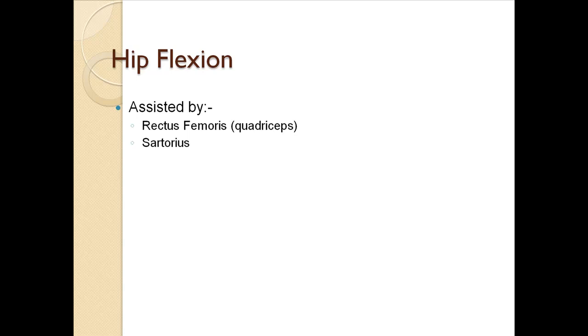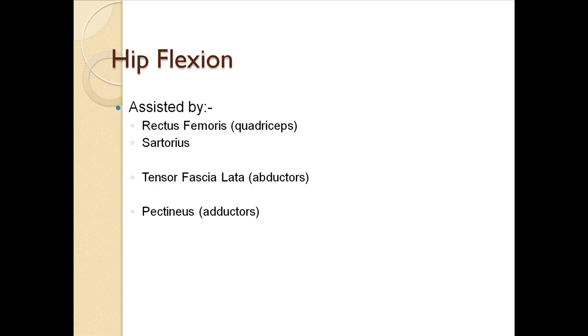Although iliopsoas is the primary hip flexor, there are secondary hip flexors. They are rectus femoris, which is part of the quadriceps group, so its primary action is one of knee extension. There is the muscle sartorius, which is a long strap-like muscle that arises from the anterior superior iliac spine and passes obliquely across the anterior thigh. And then there is a small muscle on the lateral side of the hip called tensor fascia lata, and this is often grouped in with the abductors because that's its primary action.